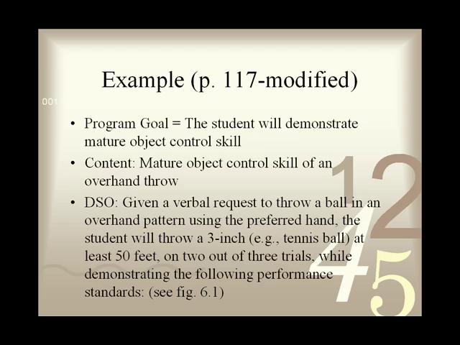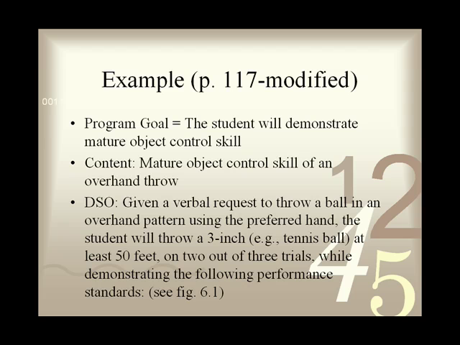So I have some examples for you. This example is from page 117, but I modified it a little bit because they don't have content. It's not put there. Okay, so the program goal in the book is the student will demonstrate mature object control. So the content is mature object control of an overhand throw. We can have mature object control skill of multiple different things. This one is just specifically for an overhand throw, so that would be the content. That would be the unit, overhand throw.